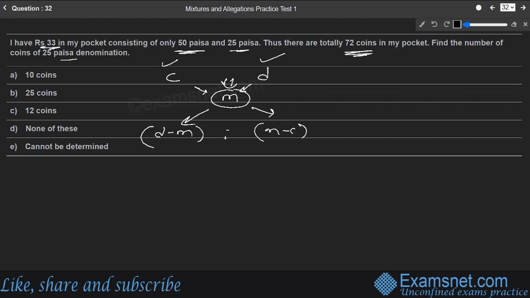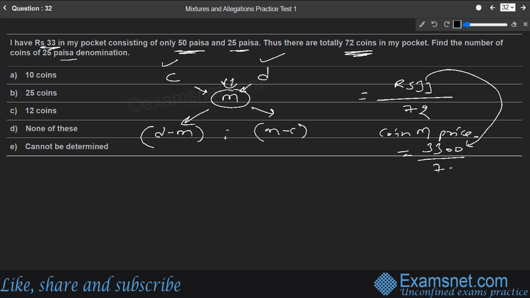First of all, we are finding the mean price. How much is the total price? The total price of the whole packet is rupees 33, divided by the total number of coins. Total number of coins is 72. So each coin has a mean price. The average price of each coin is how much? 3300 paisa, because 1 rupee is equal to 100 paise. So 33 rupees will be 3300 paise divided by 72. If we do this, this comes out to be 45.83 paisa. So the average price of each coin is 45.83 paisa.